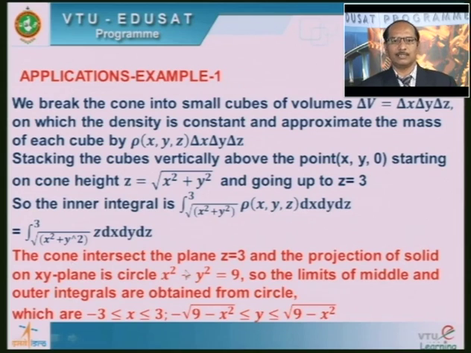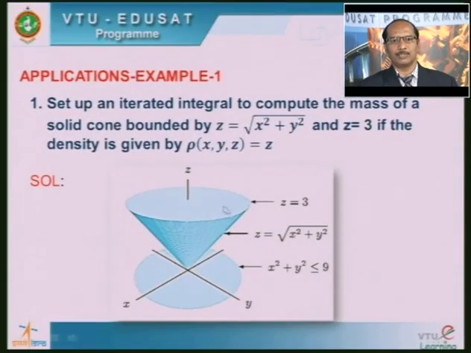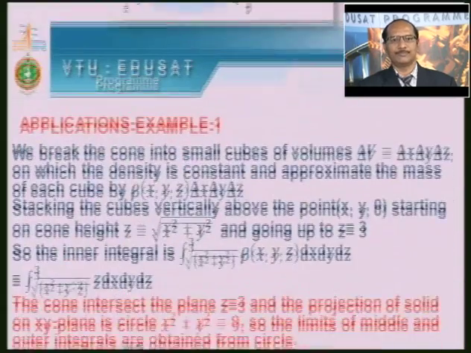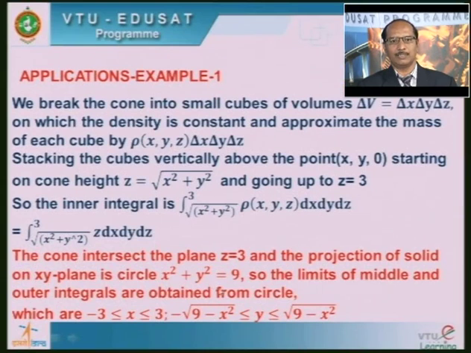The cone intersects the plane z equal to 3, it is given in the problem. So, taking the projection of that solid on the xy plane, it is a circle in the last figure. When z limits are functions of x and y, we need to take the projection of the solid on the xy plane only. So, it is a circle, x square plus y square equal to 9. Once we get a circular region in the xy plane, limits can be found easily. The limits of the middle and outer integrals are obtained from this circle.